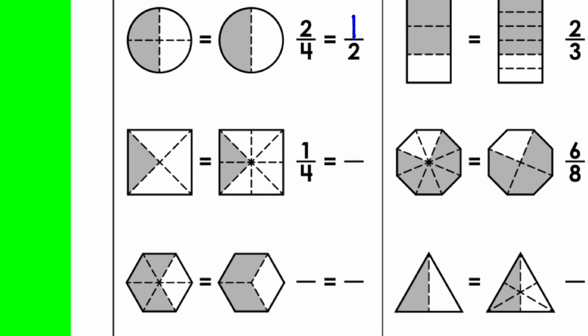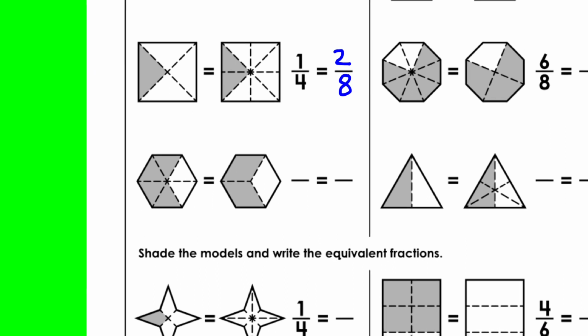And you can see this diagram. 1 out of 4, there's 4 parts and 1 are shaded, so 1 out of 4 is the same as there's a total of 8 parts here and 2 are shaded. So 2 out of 8. And you can see here, this fraction is 6 parts, 4 out of 6 is the same as 2 out of 3.